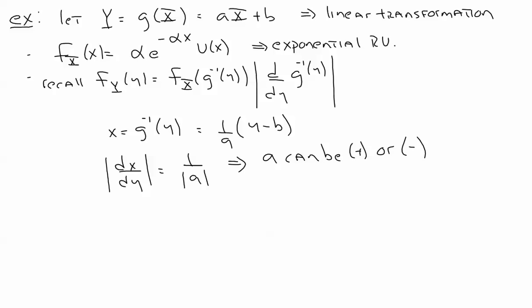All right, we're going to look at both cases. I could have a linear transformation where the slope a is positive or where the slope a is negative. I need to maintain my absolute values in the derivative of x with respect to y. We're going to look at two cases. If a is positive, we just start making some substitutions.